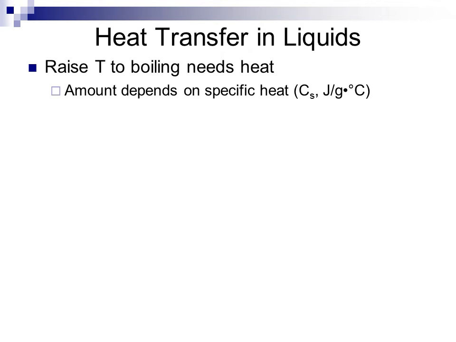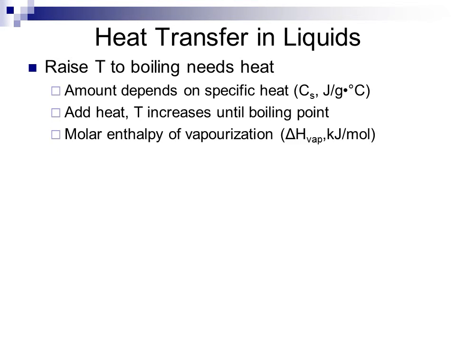Looking at heat transfer in liquids then, in order to raise the temperature to boiling, we have to apply a specific amount of heat. The amount of heat that's needed to raise a liquid to boiling temperature depends upon the specific heat capacity of that liquid. Remember, specific heat capacity is measured in joules per gram degrees Celsius. If we add heat, the temperature will increase until a liquid reaches its boiling point.